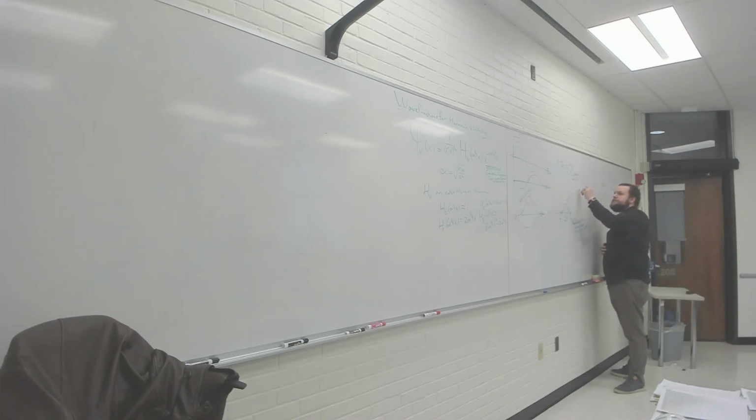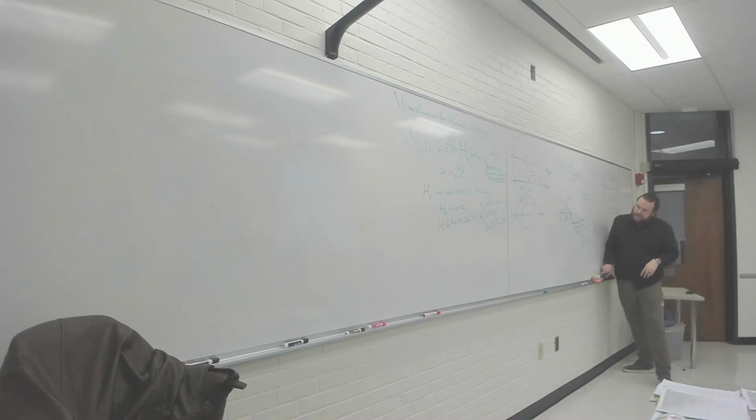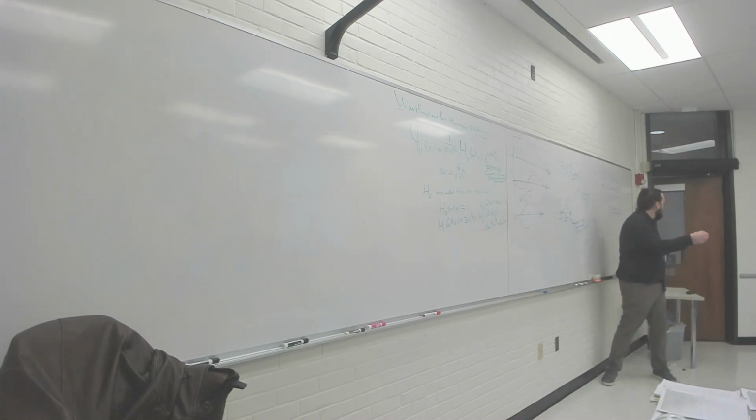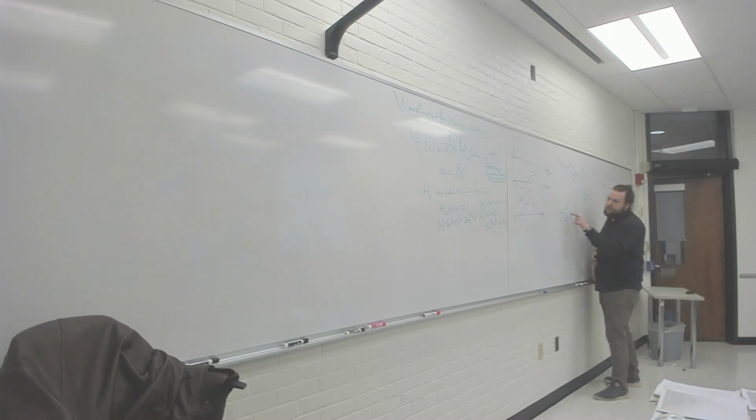e to the minus x squared goes to 0 only if x goes to infinity. So in fact, there is a little bit of area under the curve outside of the bounds, the classical bounds of oscillation. So a quantum oscillator has some probability of being here, because there's some area under the curve because it hasn't gone to 0, and some on the other side as well.